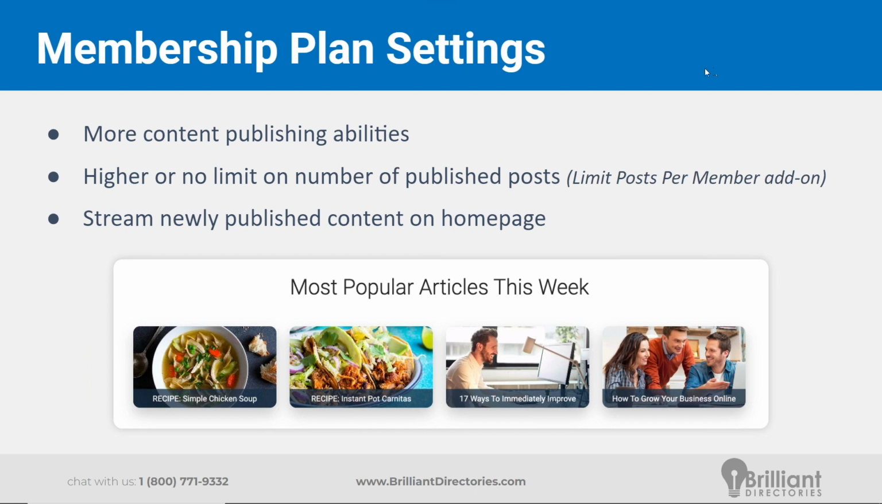Excellent. And finishing up some of the basic settings that you can configure for members based on their membership plan. The first one on this slide here is that you can configure which types of content they have access to publish. So maybe your highest tier members, you want to allow them to publish articles, videos, events, and classifieds. But maybe your second tier or your basic members, you only want to allow them to publish articles. So that's one option there.